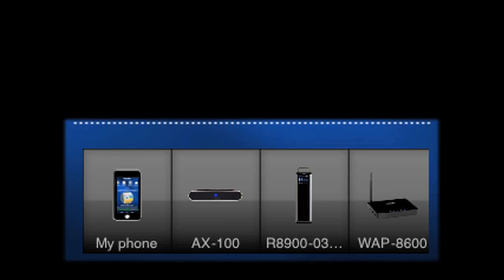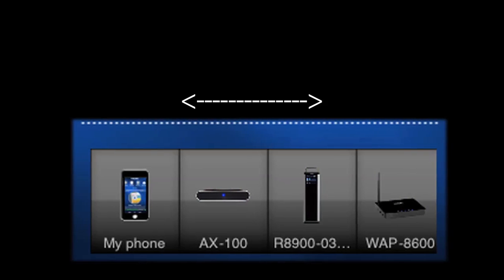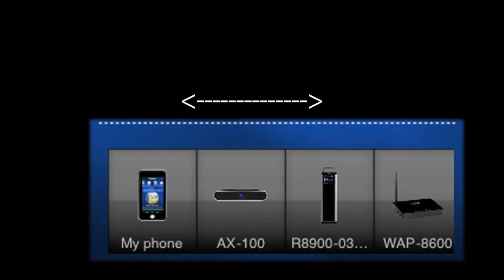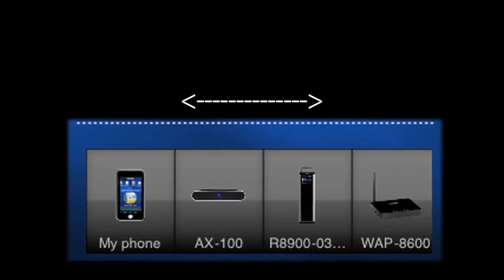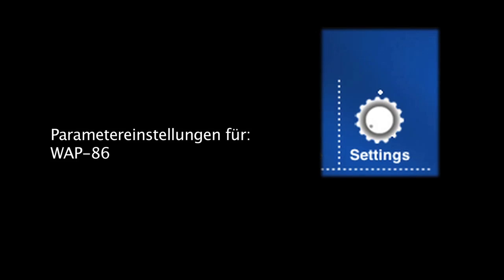The third line shows all players, your iOS device and your TEAC WAP devices. This will also include WAP-AR100 or older models like WAP-8500. In case of more than 4 sources or players, you can scroll to the left and right. In the Settings menu, you can view and edit parameters of the following WAP devices: WAP-8600, WAP-AR100, WAP-AX100 and WAP-AX250.